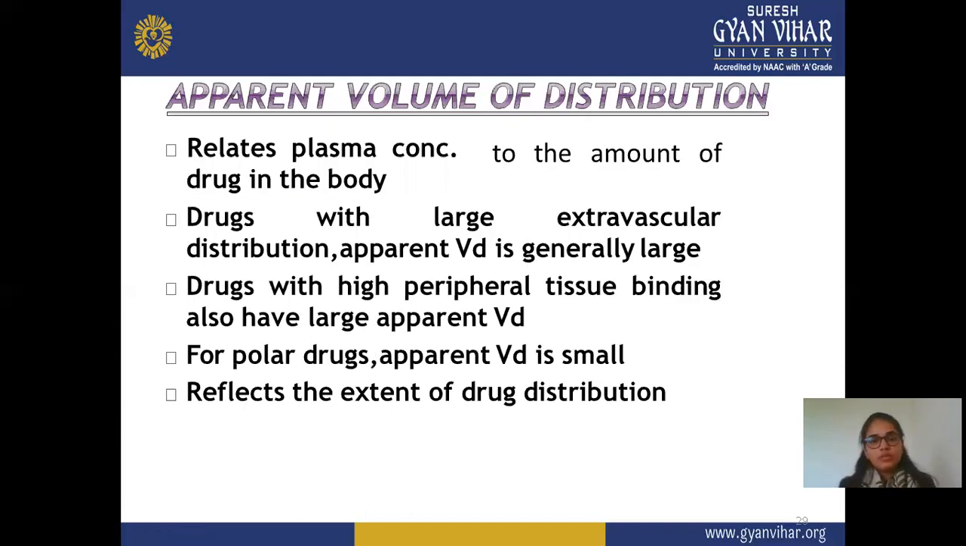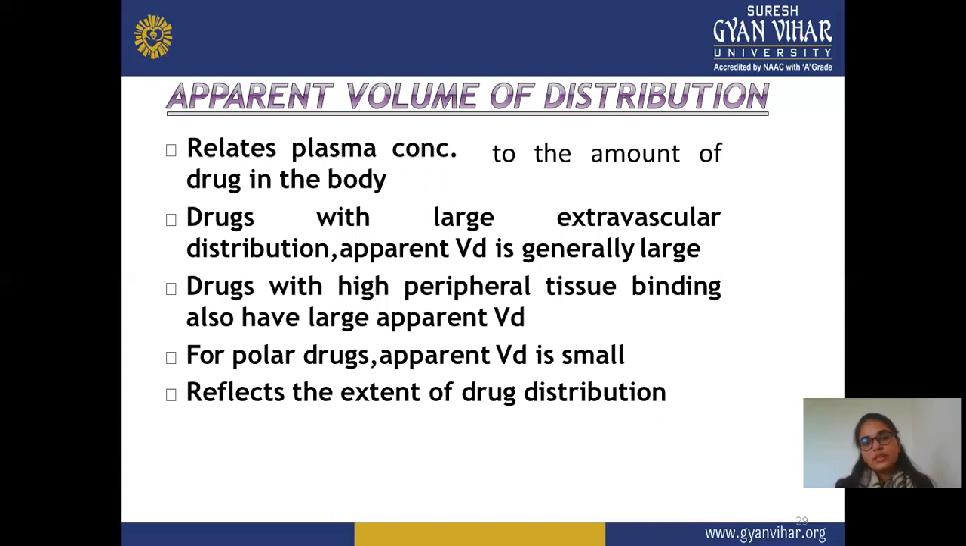Next is apparent volume of distribution. It relates the plasma concentration to the amount of drug in the body. Means the apparent volume of distribution mainly depends on the amount of drug, or how much drug is present in your body. And a drug with large extravascular distribution has a large apparent volume of distribution. Extravascular distribution means another route where the drug is distributed. And if the drug is distributed largely in extravascular distribution, then we can say that the apparent volume of distribution is large, or more apparent volume of distribution is observed.